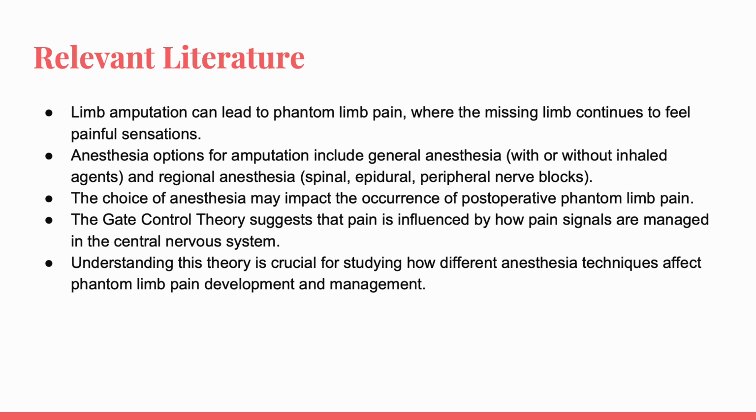The anesthesia options for limb amputation include general and regional, which make up peripheral nerve blocks, spinals, and epidurals. And again, this choice of anesthesia may impact the occurrence of postoperative phantom limb pain.